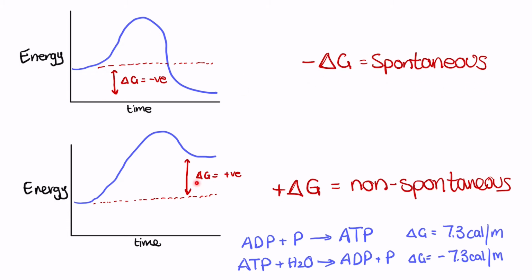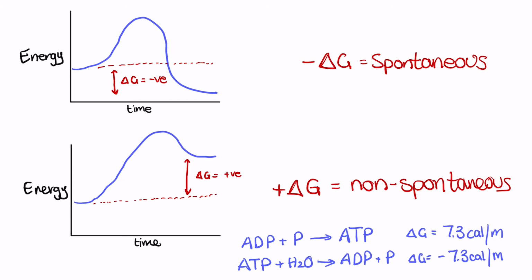However, when delta G is positive, it's saying that this chemical reaction requires further energy to take place. And that's less easy than something that's spontaneous. So this is a non-spontaneous reaction. When delta G is positive, it's non-spontaneous.